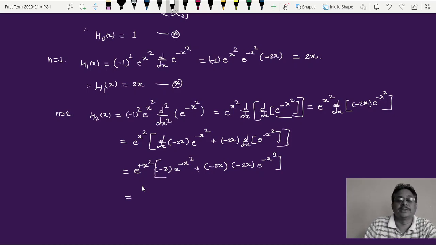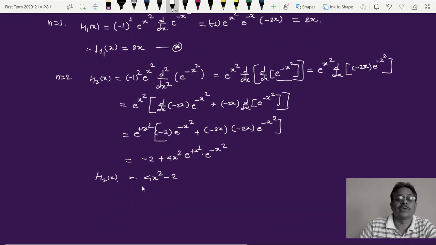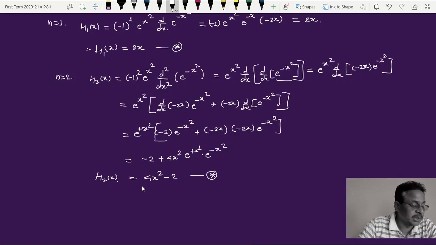Solving this further, e raised to minus x square and e raised to plus x square give 1, so it is simply minus 2 in the first term. Then minus 2 into minus 2x is plus 4x square, and e raised to plus x square multiplied by e raised to minus x square again cancels, and we get a simple term 4x square minus 2. So this is my h2 of x. That is how we have obtained all these three members of the Hermite polynomial using this Rodrigues formula.